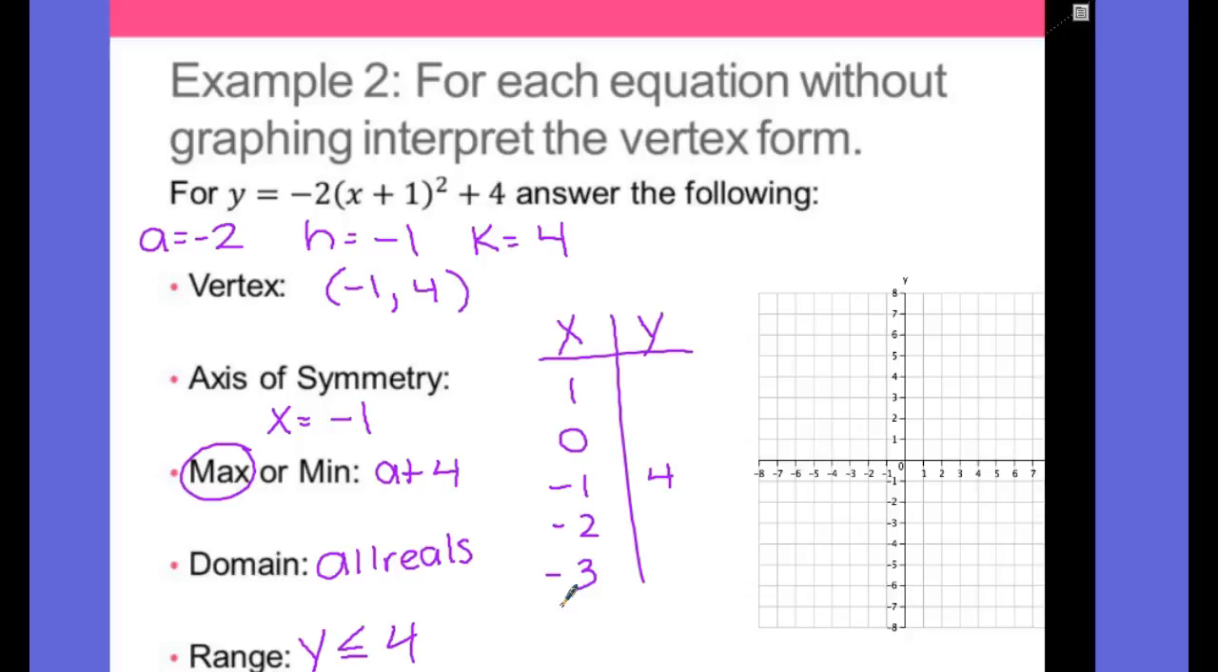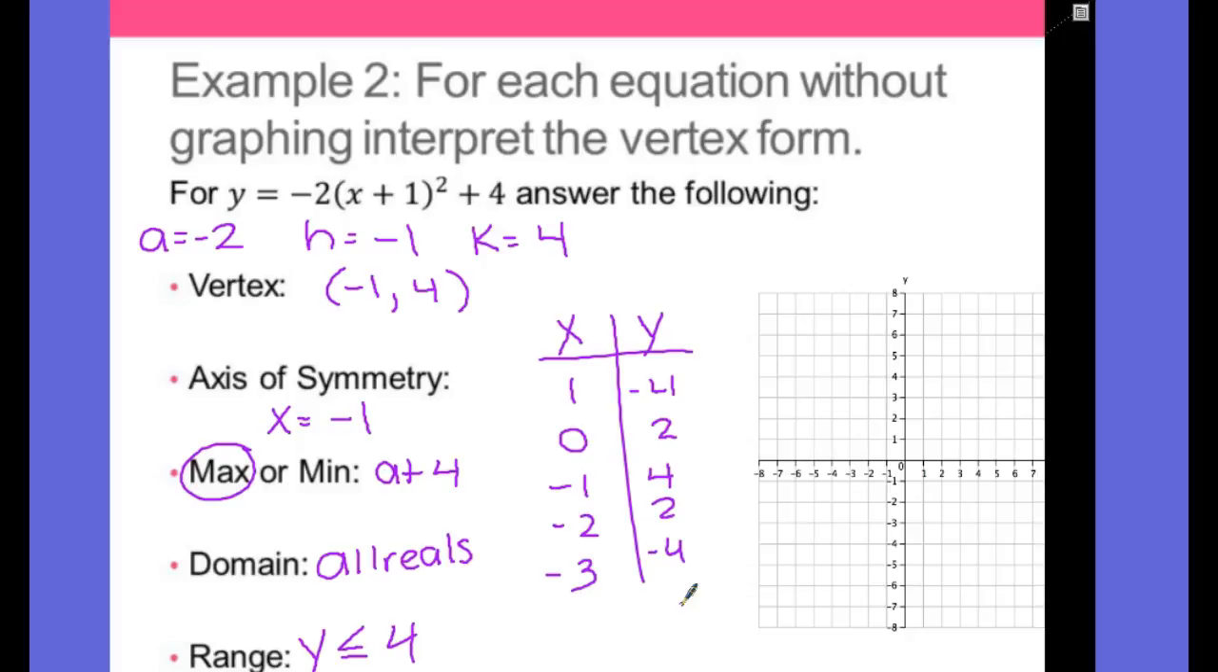So 1 times -2 is -2. -2 plus 4 is 2. Take the 4, multiply by -2, that'd be -8. -8 plus 4 is -4. So again, if you have that 0, 1, 4, 9 memorized, you just multiply by A and add K. And that will work every single time.